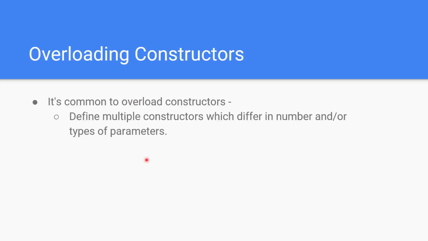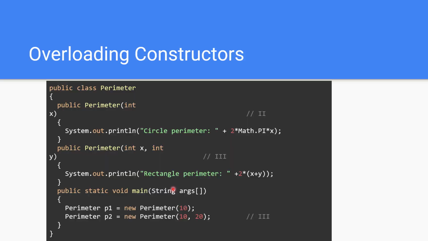So overloading in computer programming is quite common. If you've ever seen a method or a function where it appears to be the same function, but you pass in different data, chances are very good that that is an overloaded method or function. So we define multiple constructors with the same name, but we pass in a different number or different types of parameters. That's how, in this case, Java knows which of the constructors to call.